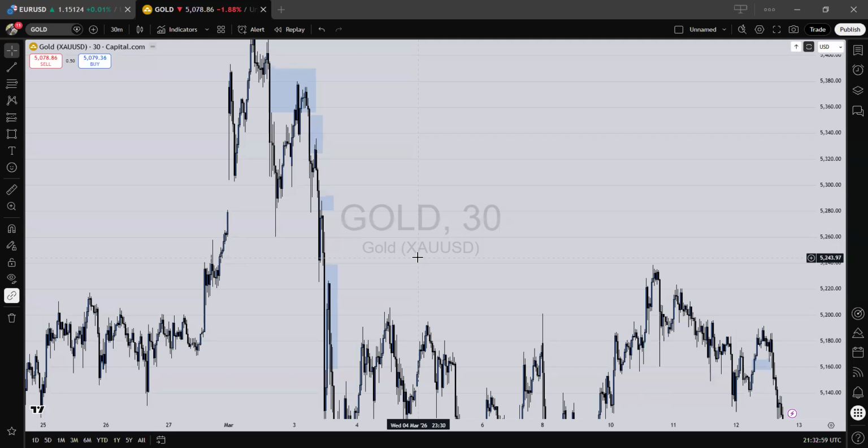It's not like some pairs that only move in New York. Gold can move in Asia and use New York to range. Gold can move in London and use Asia to range. So anything goes for gold. Gold is gold. It doesn't respect anything. It just moves.